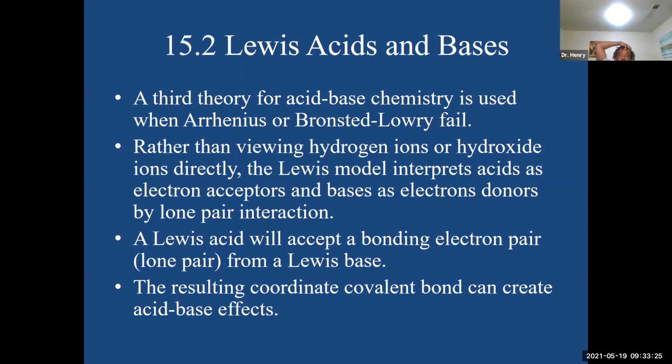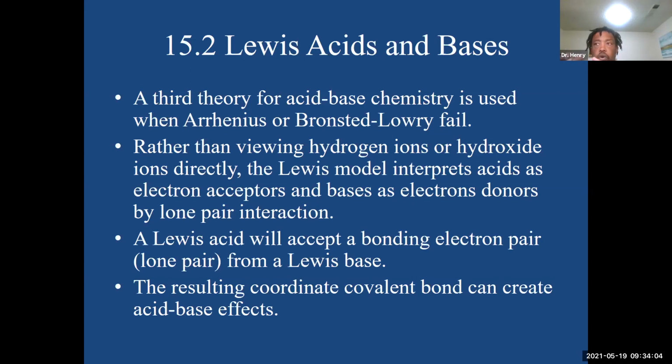Now, the Lewis model looks at it differently. It kind of changes it. Rather than looking at the proton, we're looking at electrons. So if you're getting rid of the proton, now you're able to accept electrons. The acid is going to be an electron acceptor, and a base is going to be an electron donor. So it's the reverse of Bronsted-Lowry in that sense. Bronsted-Lowry was looking at the proton, and Lewis is looking at the electron. Electron acceptors are going to be acids, and electron donors are going to be bases.